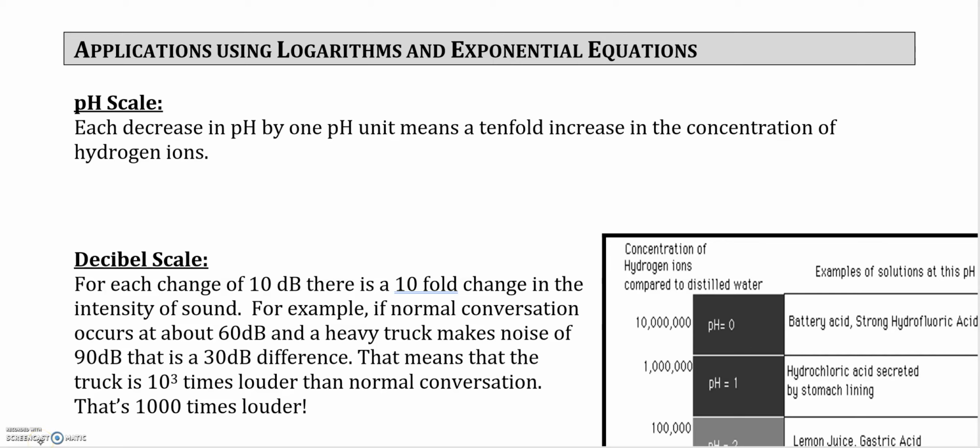The first example is the pH scale. Each decrease in pH by 1 pH unit means a tenfold increase in the concentration of hydrogen ions. We can express pH as being equal to negative log of base 10 of H plus, which is your hydrogen ion concentration.